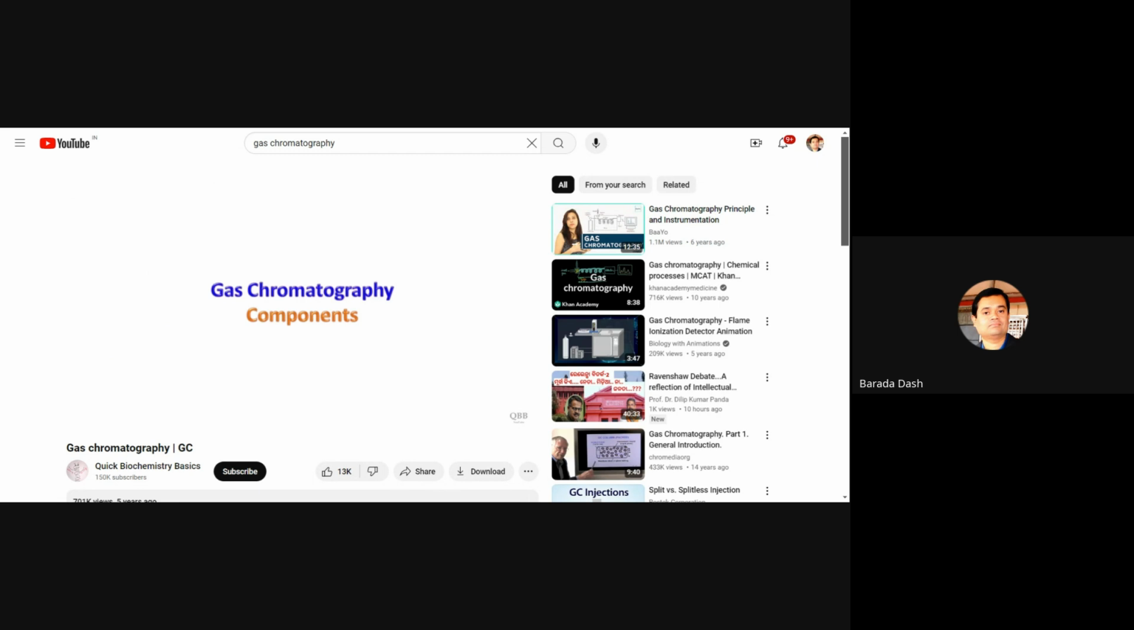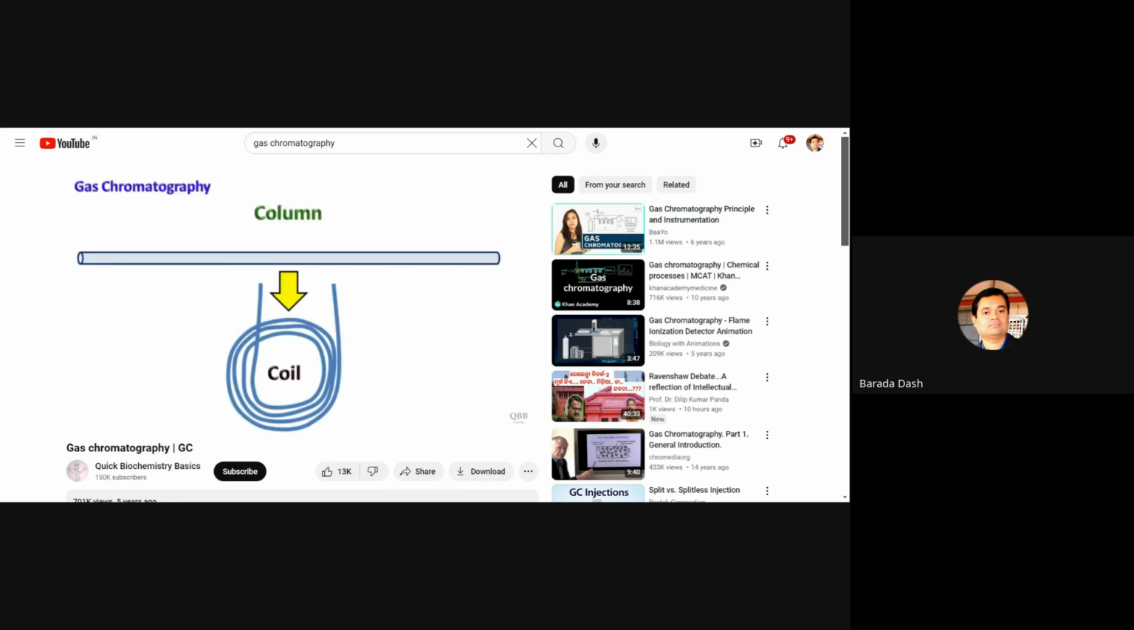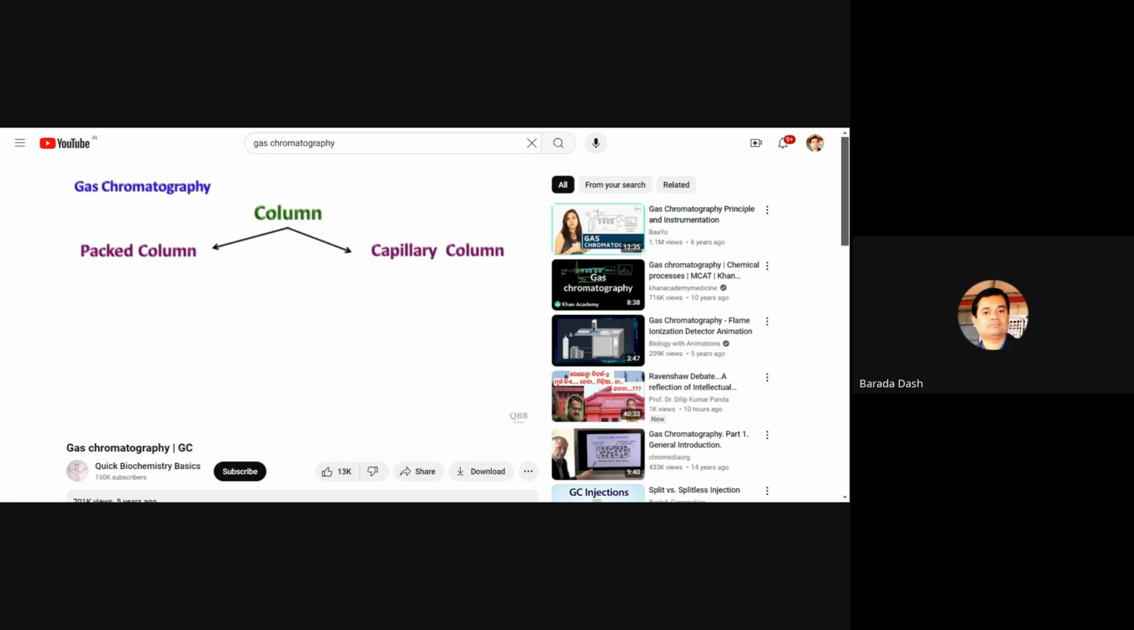Let's see the components of gas chromatography. The column. The column used in gas chromatography is very long and arranged in a coil. The columns are of two types: number 1, packed column, and number 2, capillary column. Packed column can be made up of glass or stainless steel. The length of this column can vary from 1 to 3 meters and has an internal diameter of 2 to 4 millimeter.